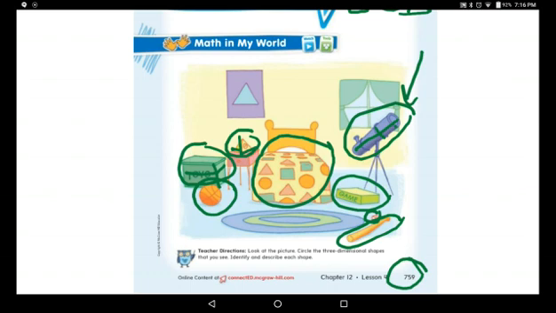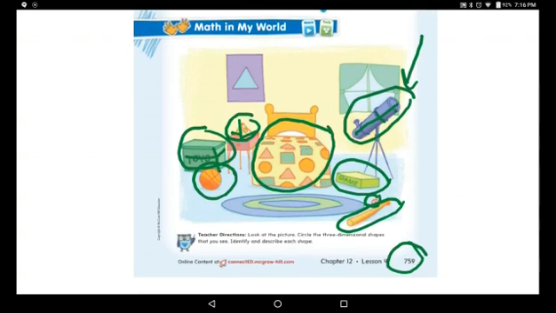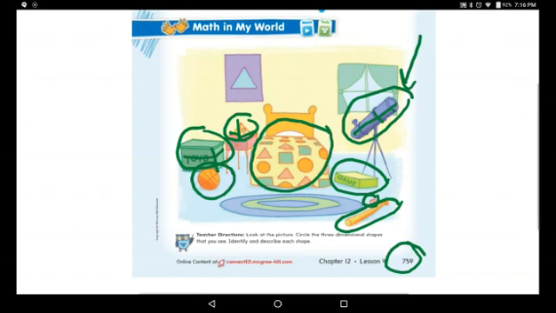What do we call each three-dimensional shape? What do we call each object? What shape does each object represent? Excellent, great job. Now for this page, let's move to the other page.